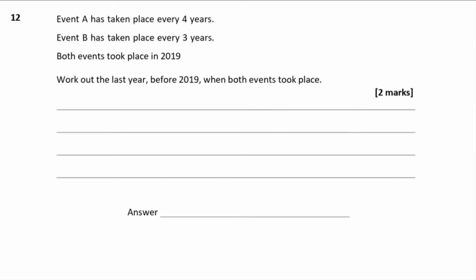Question 12, event A has taken place every 4 years, and event B has taken place every 3 years. Both events took place in 2019. Work out the last number before 2019 when both events took place. We have to kind of work backwards here, don't we? Okay, so if we're going back in 4 years from 2019, I've got 2019, subtract 4 would be 2015, and then I'm going to get 2011, and I'm going to get 2007 and 2003 and 1999. I think that would do.